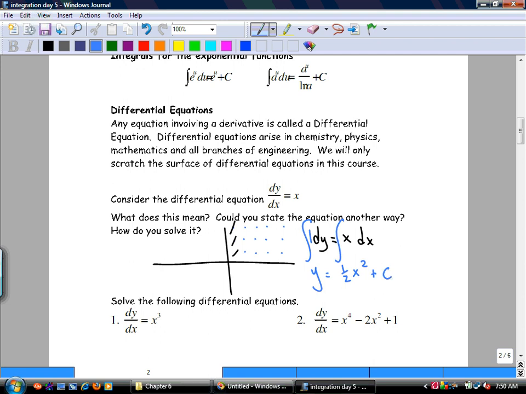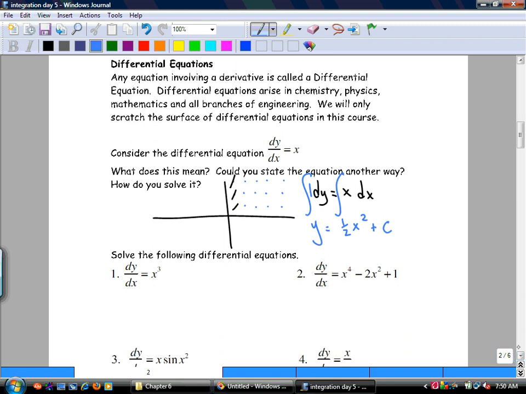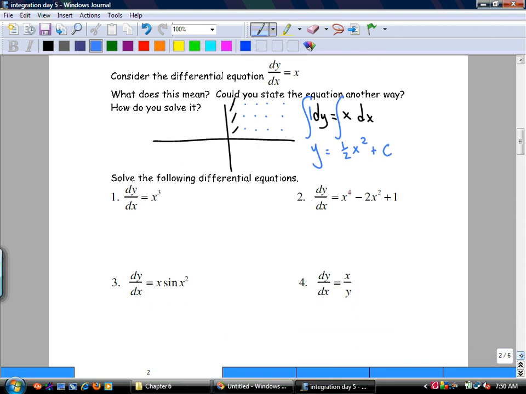Now this is a very special branch of differential equations. There's all sorts of different kinds. These are called separable differential equations because you can separate the x from the y's. But there are going to be ones where you can't separate. They're different kinds: first order linear, second order linear. You don't care. Okay, so solve the following differential equations.